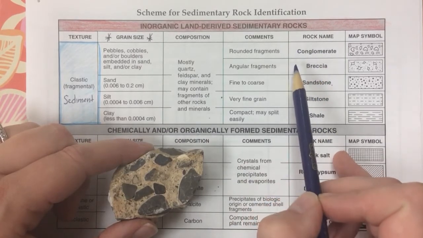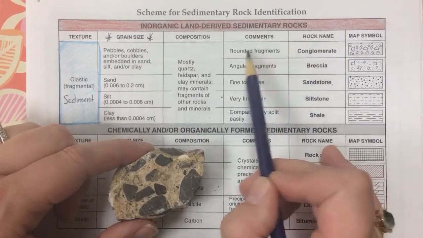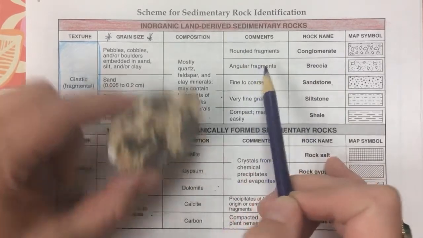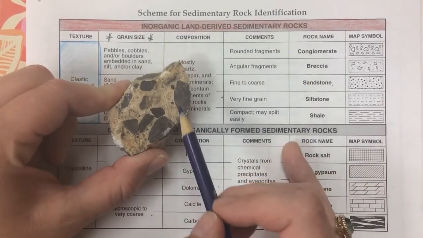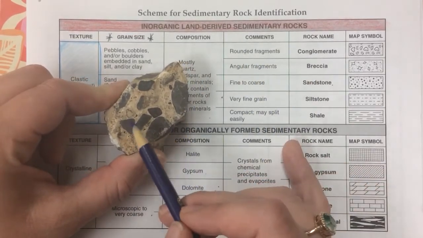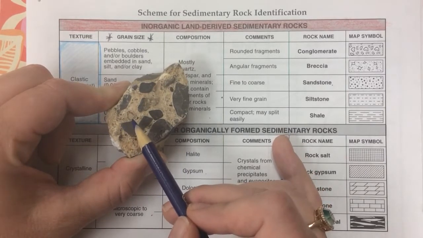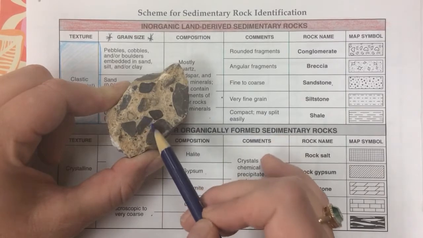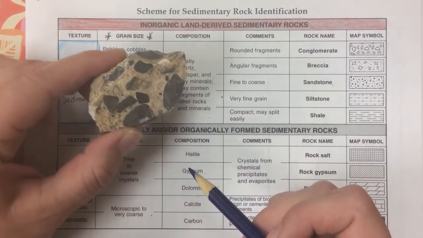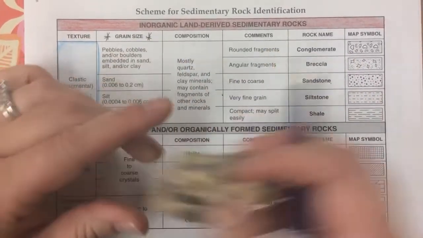The only difference between conglomerate and breccia is that conglomerate has rounded fragments and breccia has angular fragments. So what do you think? Do you think this looks more rounded or angular? Even this one looks like a triangle, but if you look at the edges, they are rounded, and so I would classify this particular rock as conglomerate. Okay, and that's it. That's all you got to do.